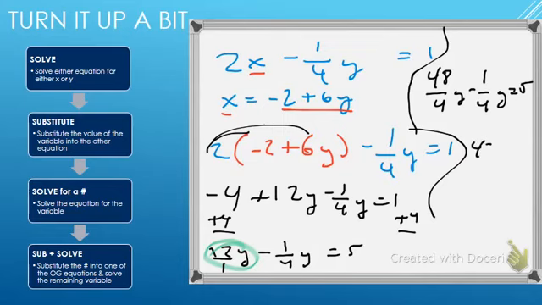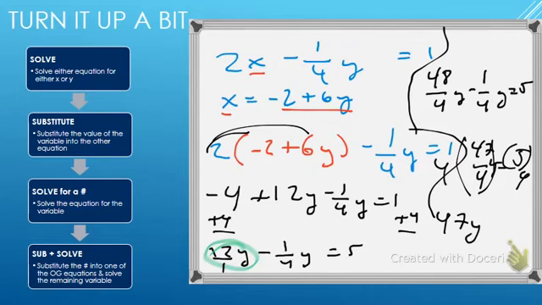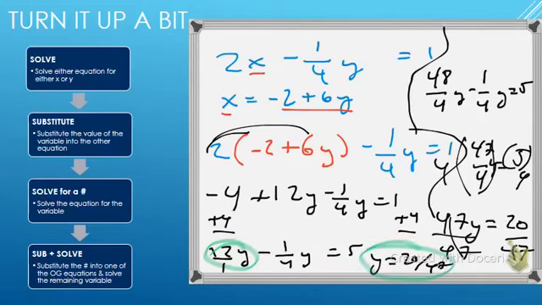I'm going to get 47 over 4y equals, I'm going to turn 5 into, 5, I'm going to multiply by 4. I'm going to get 47y equals 20. Divide by 47. y equals 20 over 47. I know it's messy, but we will take that and work with it in a minute.